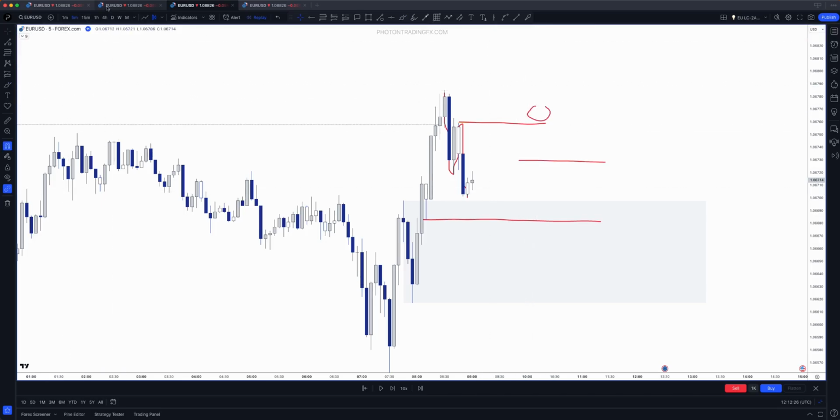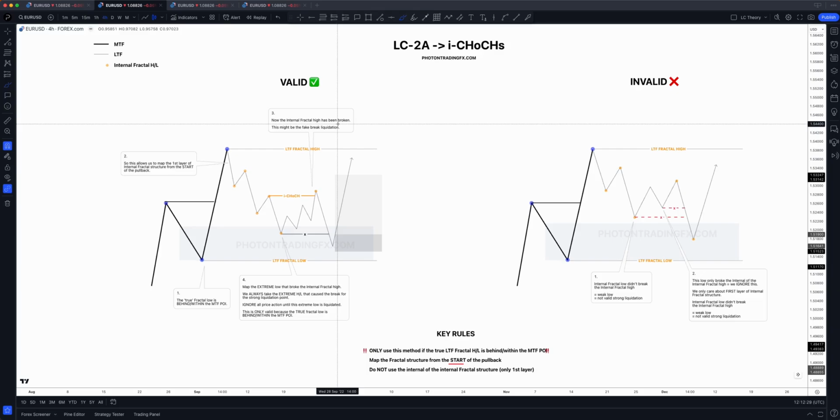So if you're finding this confusing, if it's melting your brain a little bit, just completely ignore the internal fractal structure. Never look at it. You do not need it. It will not be the difference between you being profitable or not over a large sample size. But if you are going to use it, you need to make sure you understand this inside out, because otherwise you'll end up taking all sorts of invalid trades that are not valid.